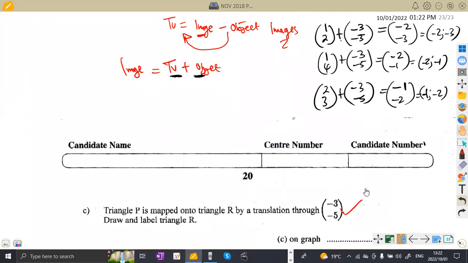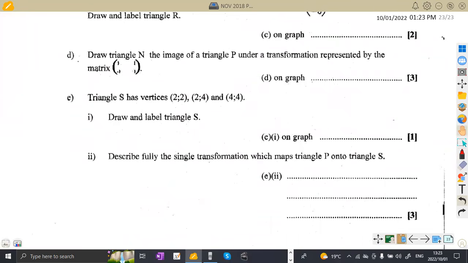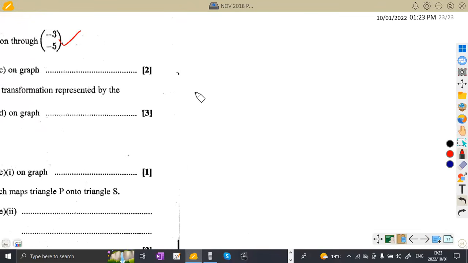Okay, after triangle R, what are we given? Draw triangle N. Take note, guys. Draw triangle N, the image of P under the transformation represented by the matrix. Take note, we are given the matrix. We never saw that type of matrix in transformation, but that is none of your business. Use the matrix that you are given as it is. Whether you know this matrix in transformation or not, as long as you are given a matrix, you know that matrix times object must give you the image.